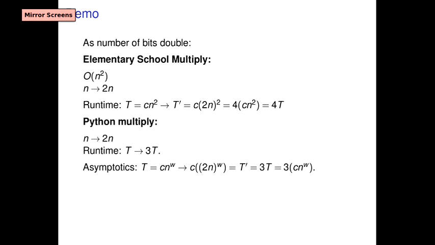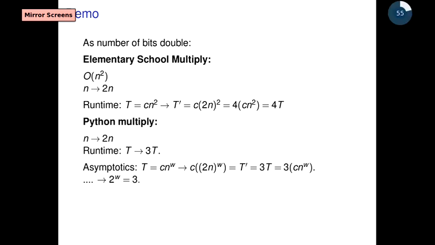Which implies that now if I did this 2n to the omega, I should get 3 times t here, right? So that tells me it's 3 times c to the n omega, right? So now I'm trying to figure out what this omega is. How is its behavior scaling? I'm just doing science now, not math. I'm just looking at the program. I'm like, what the heck's going on?